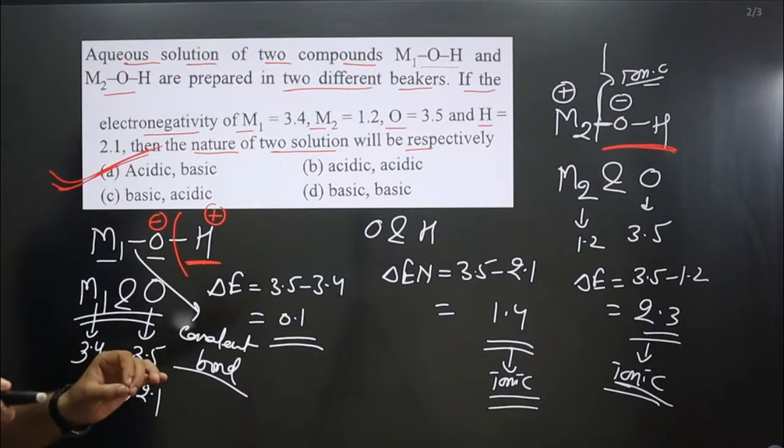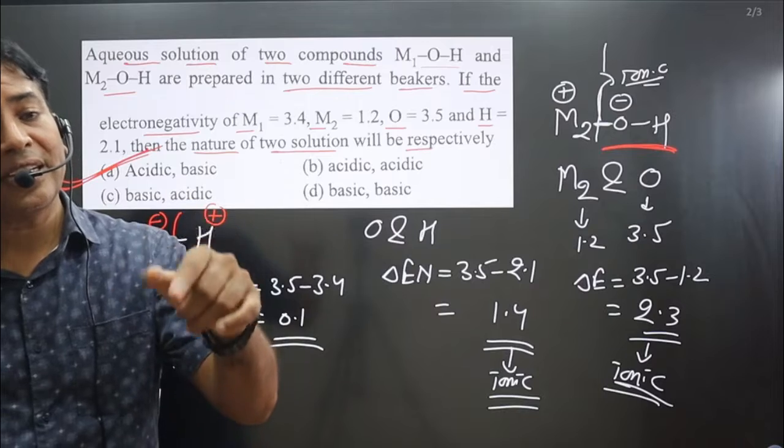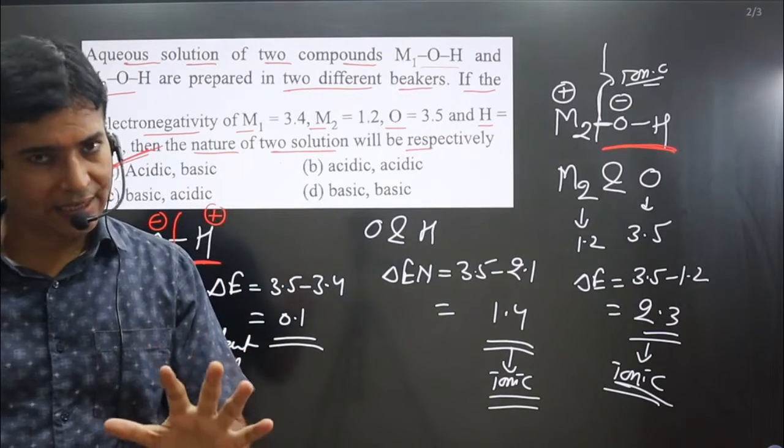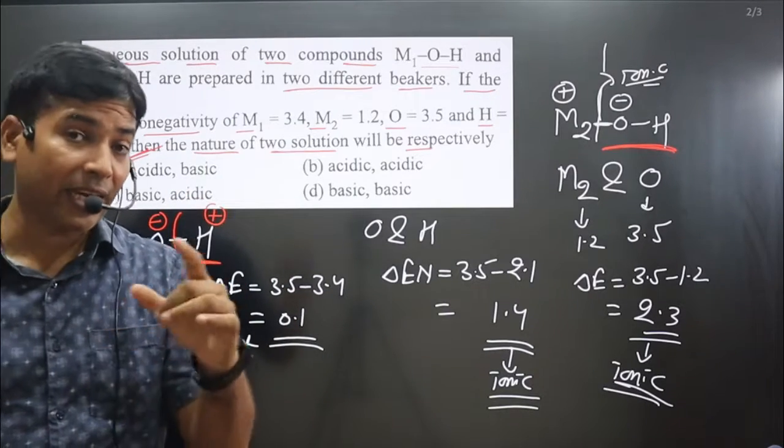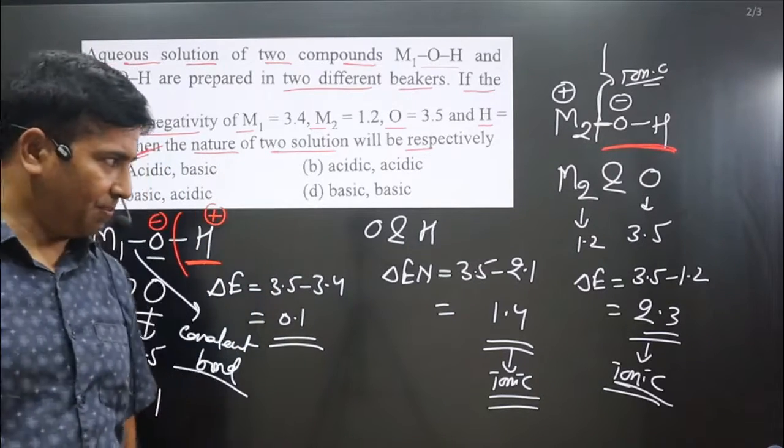In this question we learn that if a very small difference in electronegativity is there, then it leads to covalent character, and if a large difference in electronegativity is there, then it leads to ionic bond formation.